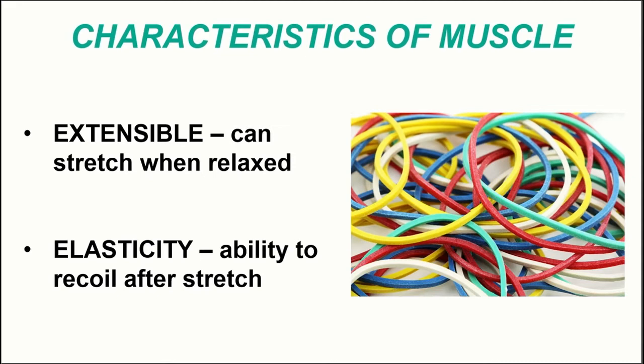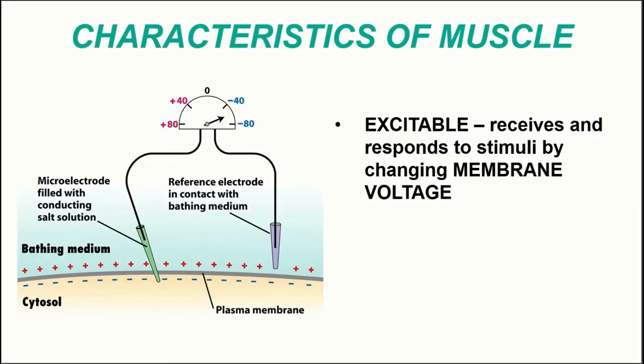So in this way of extensibility and elasticity, muscles behave a little bit like a rubber band, because we can stretch out a rubber band and it will recoil back to its resting length after it has been stretched. So in that way, we see some similarity between muscle tissues and the rubber bands that we're familiar with. Muscle tissue is also an excitable tissue, which means that it receives and responds to stimuli by changing its membrane voltage. So when muscles are not stimulated, that is, when they're at a state called rest, they return to a voltage called resting membrane voltage. This voltage is also referred to as resting membrane potential.